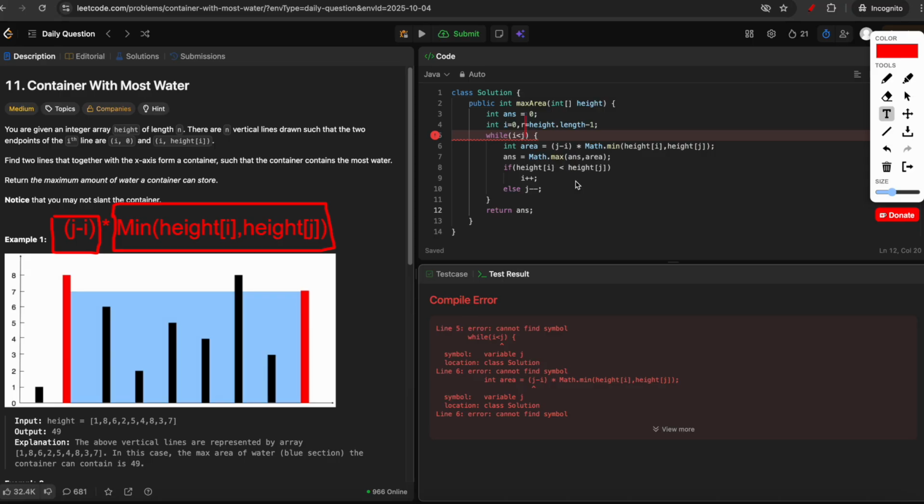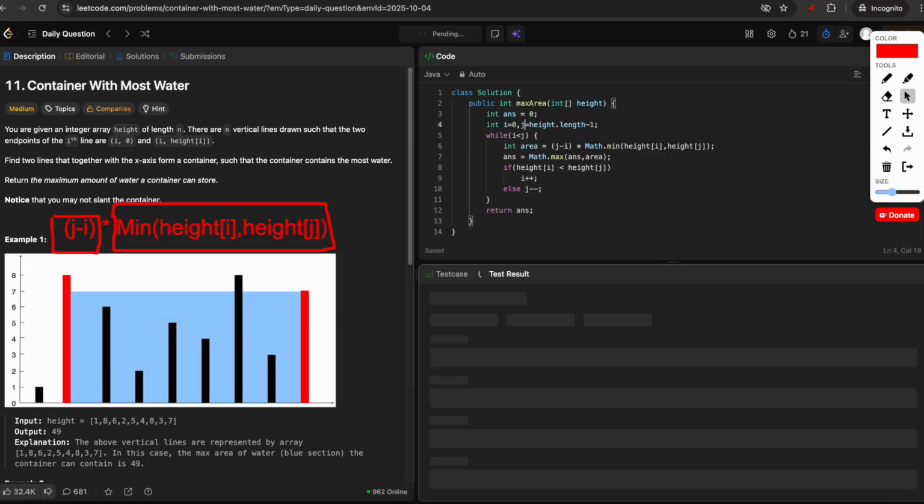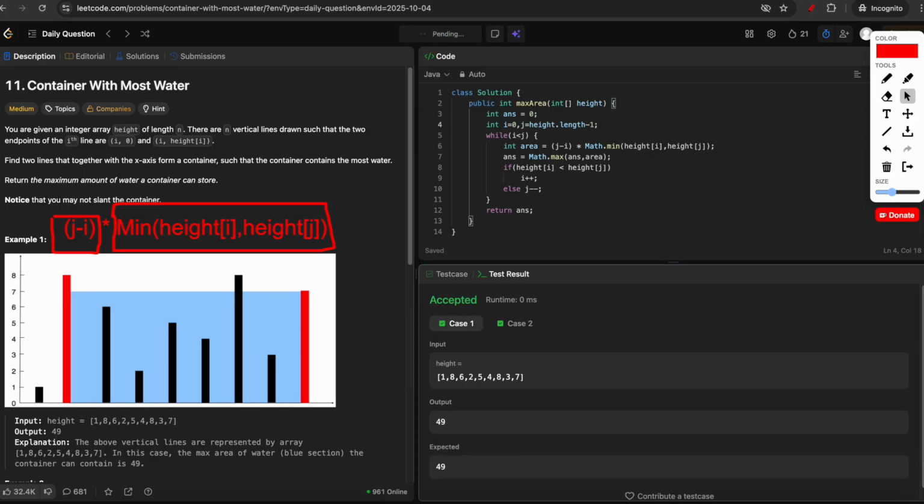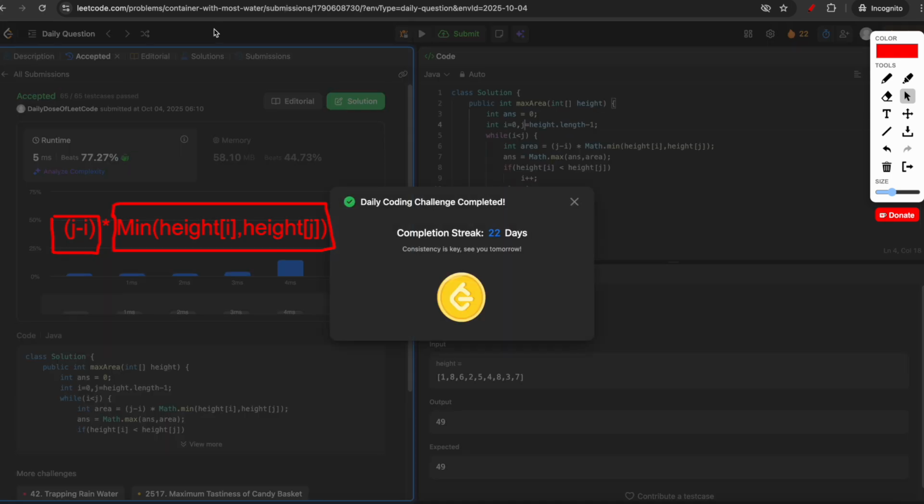Okay, I typed it as r, it should be j. Let me submit. Yeah, and it works.